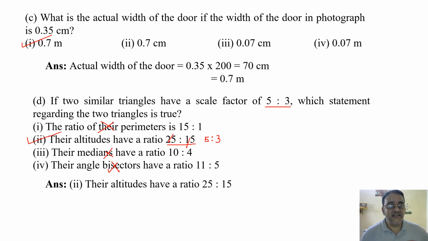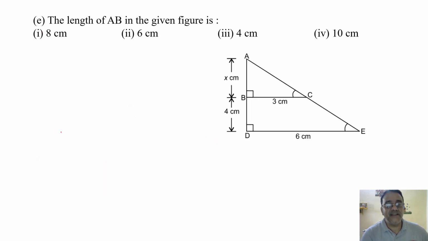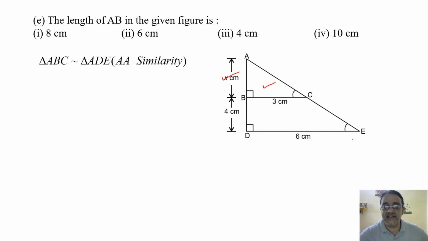Now the next to last question. The length of AB in the given figure. We have to find this length. First, these two triangles are similar, triangle ABC and triangle ADE, by AA similarity. So their corresponding sides are proportional, that is AB by AD is equal to BC by DE.